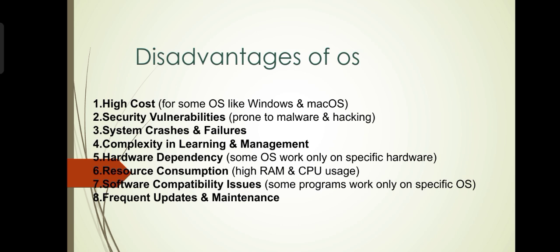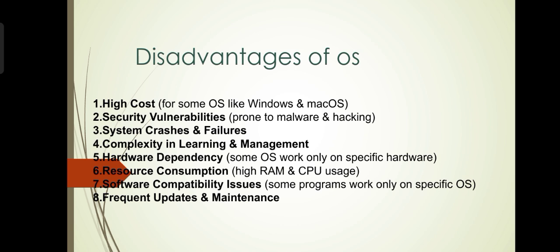And the next is disadvantages of OS. The operating system is very high cost, for example for some OS like Windows and Mac OS. Security vulnerabilities are also present in the operating system, that is, it is prone to malware and hacking. Next, there are system crashes and failures. And next, learning and management complexities.